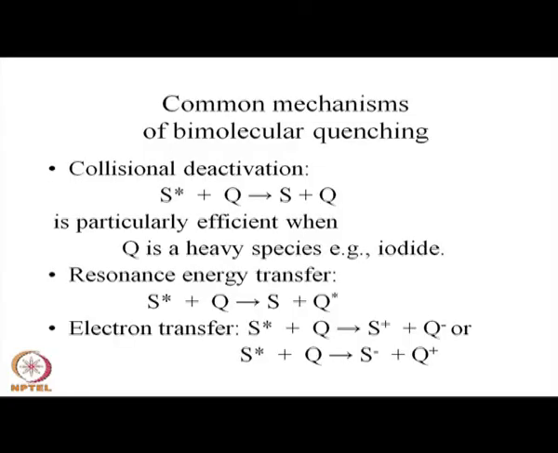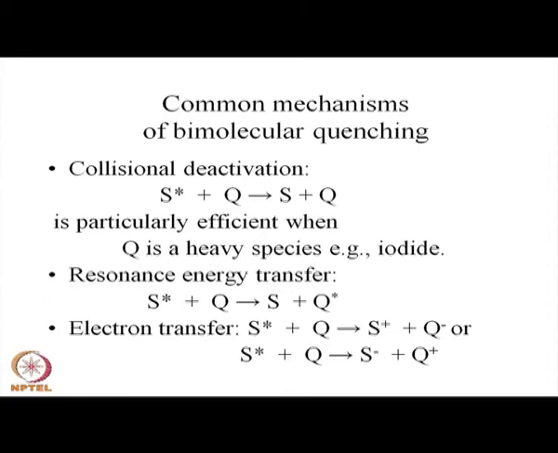That is the basic idea, but right now we are not going into the details of exactly what the mechanism of quenching is. It may be simply a collisional process, or some other complicated process, maybe some interaction which is not exactly collision, but gives you quenching. These complicated issues will be taken up, but before that, common mechanisms of bimolecular quenching, I am just giving you the idea. One is collisional deactivation, S star plus Q giving S plus Q plus, which is particularly effective when Q is a heavy species.